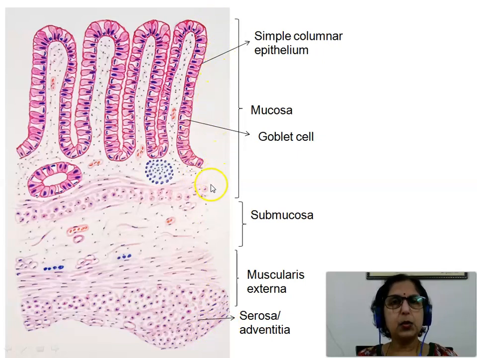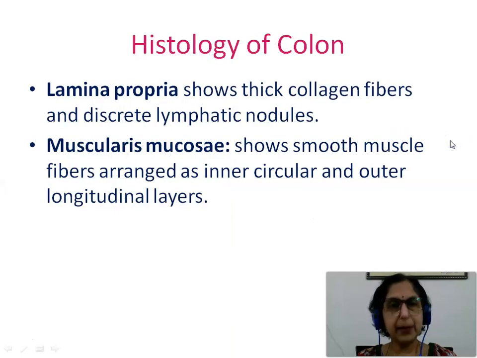The mucosa, as is seen here, shows all three parts: the lining epithelium, the lamina propria and the muscularis mucosae. Lining epithelium is made up of simple columnar epithelium and many goblet cells. Lamina propria shows thick collagen fibers and discrete lymphatic nodules. Muscularis mucosae shows smooth muscle fibers arranged as inner circular and outer longitudinal layers.